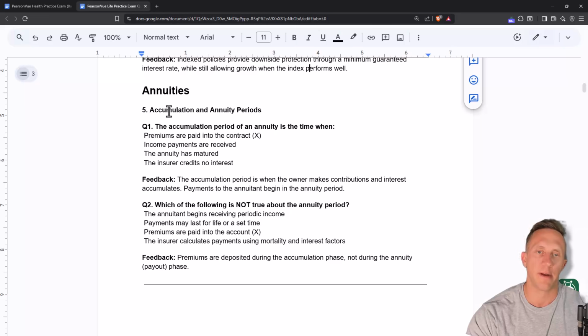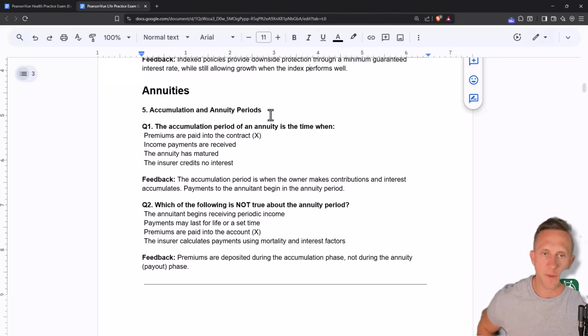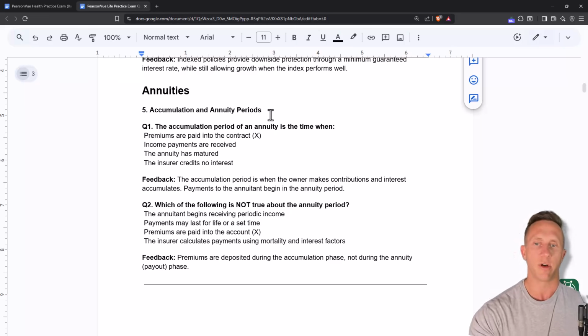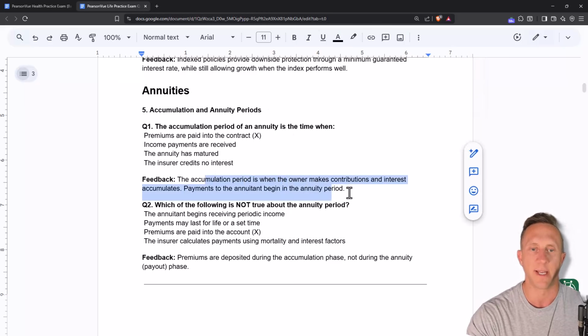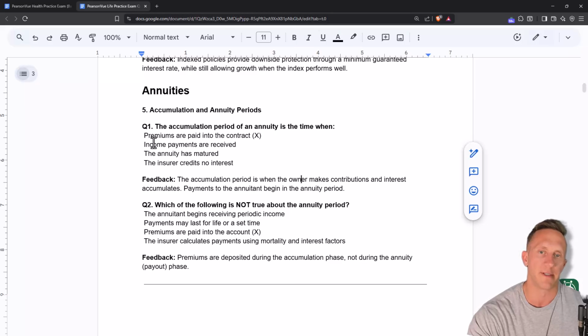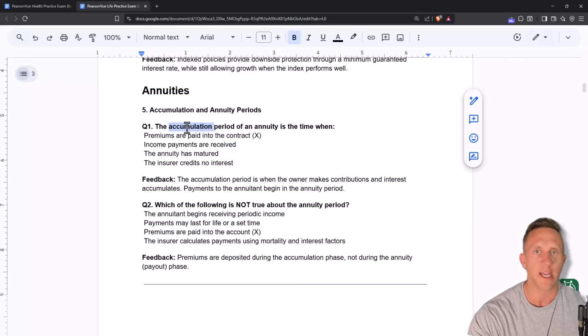Accumulation and annuity periods. The accumulation period of an annuity is the time when premiums are paid into the contract. So an accumulation period is when the owner makes contributions and interest accumulates. Payments to the annuitant begin in the annuity period. Income payments are received in the annuity period. So there's accumulation period and an annuity period.